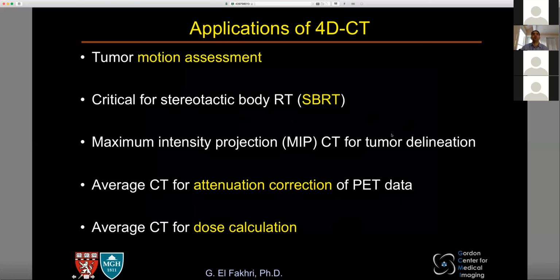So how do I do this? What do I use this for? I can use this for a lot of things. I can measure motion this way. I can delineate tumors very accurately if I want to do treatment planning. I can use that for dose calculation. I can use that for attenuation correction so that I would know exactly what is lung and what is not lung. And how do I do it?